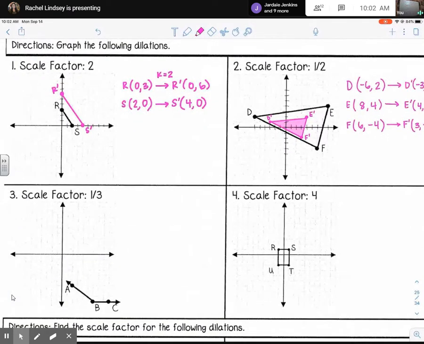Okay, I think I'm gonna skip number 3. I gotta check real quick, but I think the points are wrong. Yeah, we're gonna skip number 3.